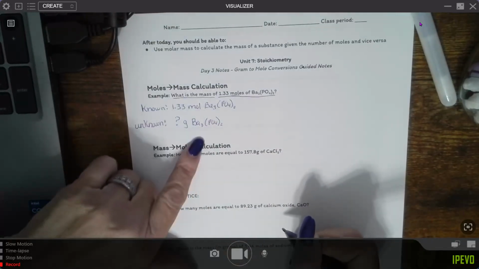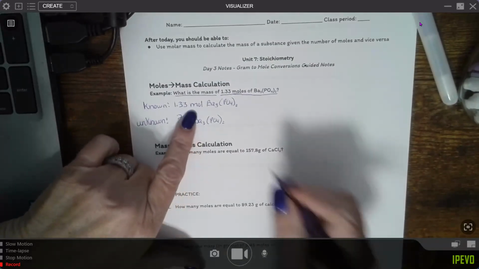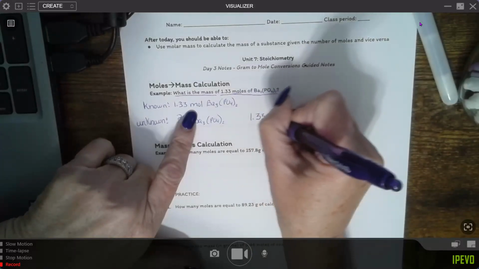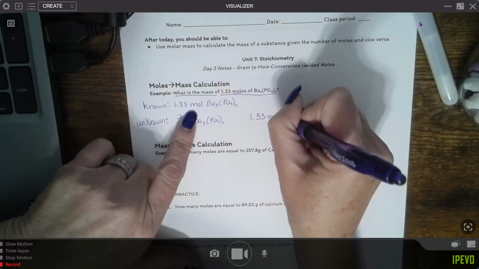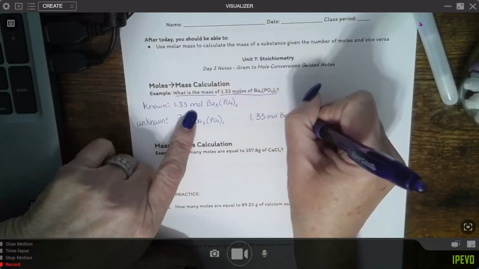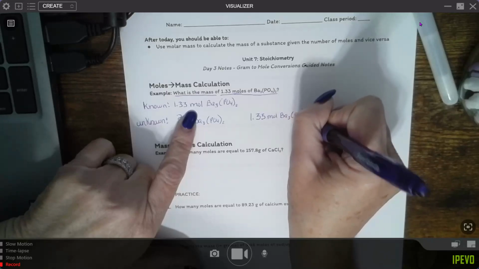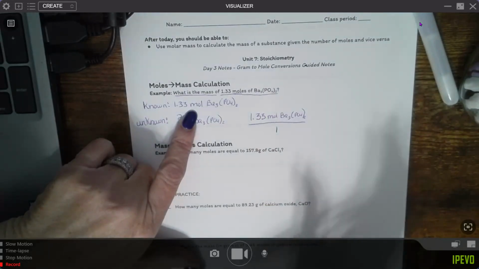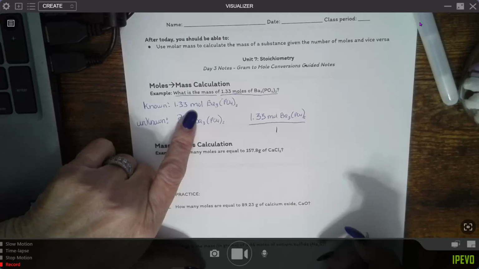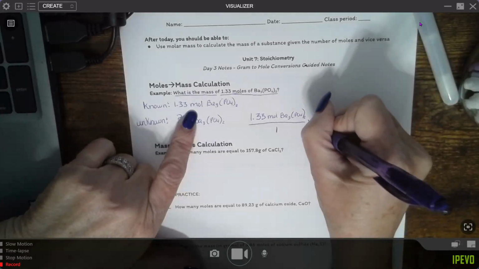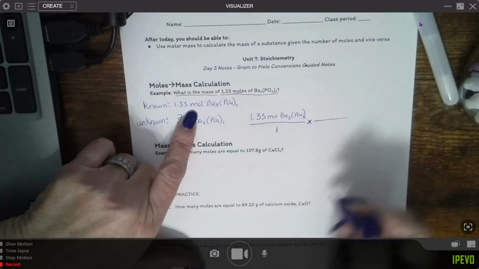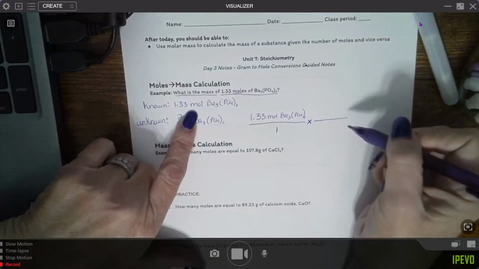When we set up this type of problem, we're always going to start with our given. You're going to write your given down, 1.33 moles of barium phosphate. We're always going to put that over 1. Anytime we do one of these problems, just start with that number over 1. Now in order for us to convert, we need to set up this other conversion. So we need units and we need a number.